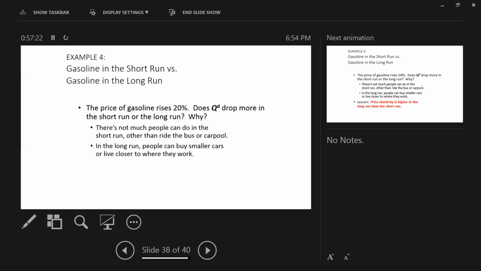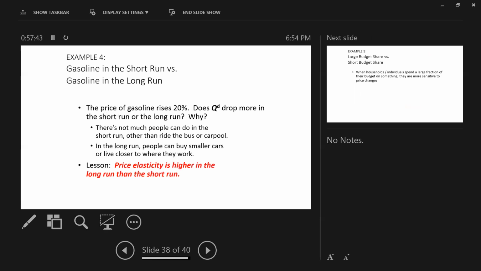Meaning over a day, well, I might not buy a hybrid car. I might just do something like ride my bike to work. But dealing with high gas prices over years, I may in fact decide to switch and buy an electric vehicle or buy smaller cars or drastically change my gas consumption. So the lesson here is that price elasticity tends to be higher in the long run than in the short run. Because in the short run, I don't have as much time to adjust, so I'm at the mercy of the current economic environment.